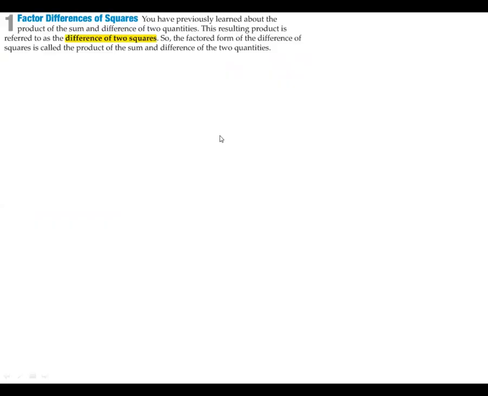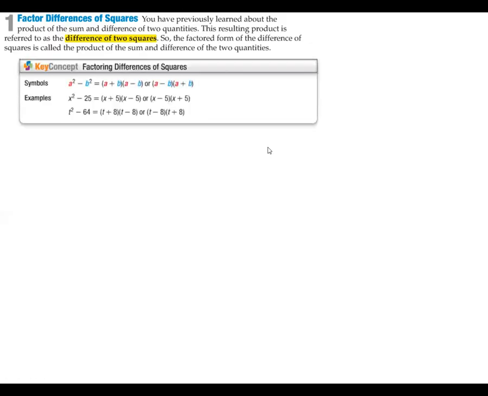You've previously learned about the product of the sum and difference of two quantities. The resulting product is referred to as the difference of squares. So the factored form of the difference of squares is called the product of the sum and difference of two quantities. So a squared minus b squared factors into a plus b times a minus b, or you could write it as a minus b times a plus b.